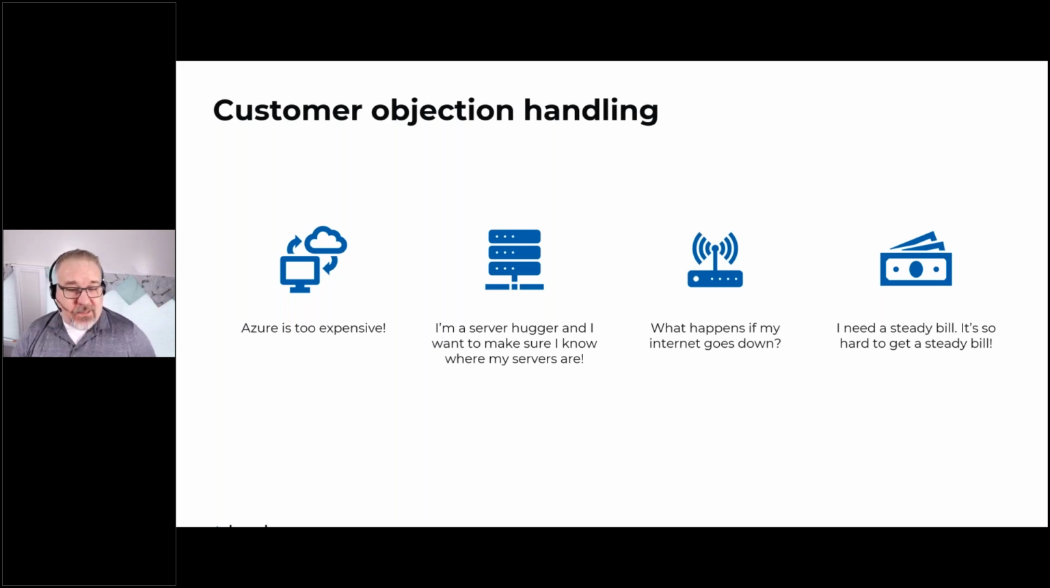So your customer says, what happens if my internet goes down? Well, if your internet goes down, we can get you a redundant connection, one for production, one for backup. Maybe that's a good way to go after it. I need a steady bill. I've heard this a ton of times. I'm on-prem and I get a steady bill. Why can't I get a steady bill? You can.